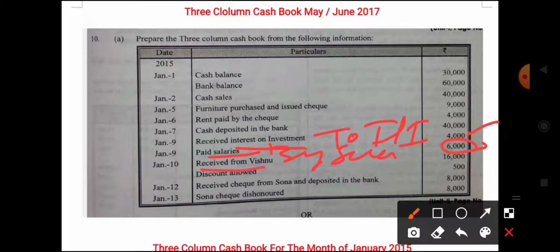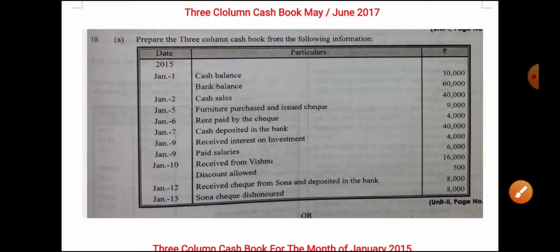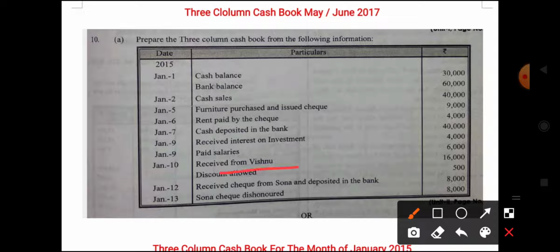Then 10th January, received from Vishnu. When amount is received it will be on debit side, so it will be to Vishnu. So to Vishnu you will write amount 1600 in cash, and discount follows whatever amount is there, cash or bank. So here 500 rupees will be with Vishnu itself in the discount column, debit side. You will write discount allowed.